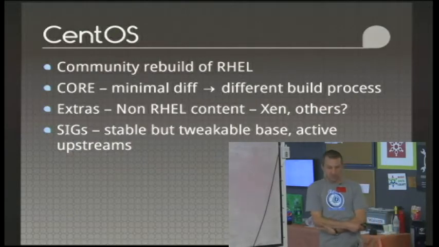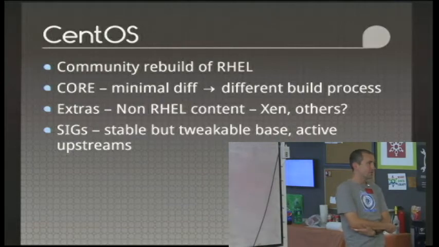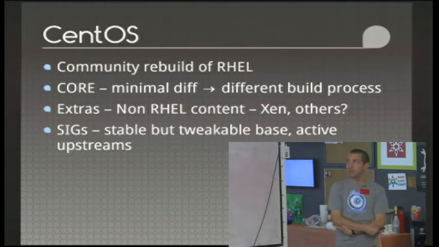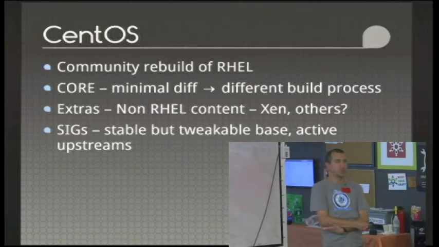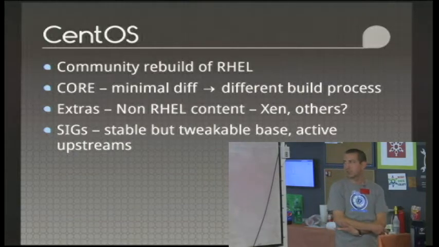They then add in a few things that are not part of RHEL but are of interest to people. I think the most notable thing in the Red Hat Enterprise Linux 6 timeframe is that they had a community that rebuilt support for Xen, which a lot of people like. This is a virtualization technology.